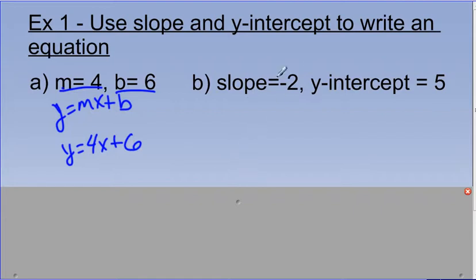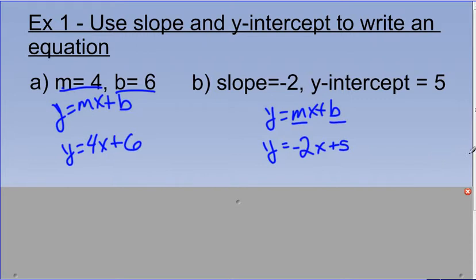Okay, so letter B. Now this time, they don't tell us m and b. They just say the slope is this, the y-intercept is that. But we can still do the same thing because it's called slope-intercept in that order. It's not intercept-slope. It's the slope and the intercept. Slope is -2. The intercept is a +5. Slope-intercept. And that would be done.